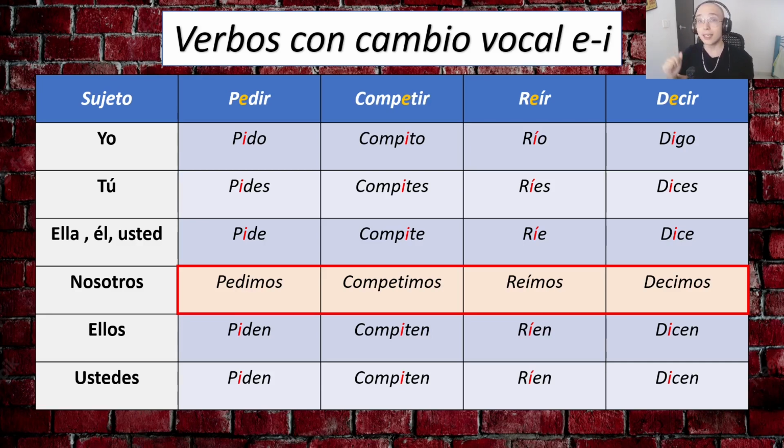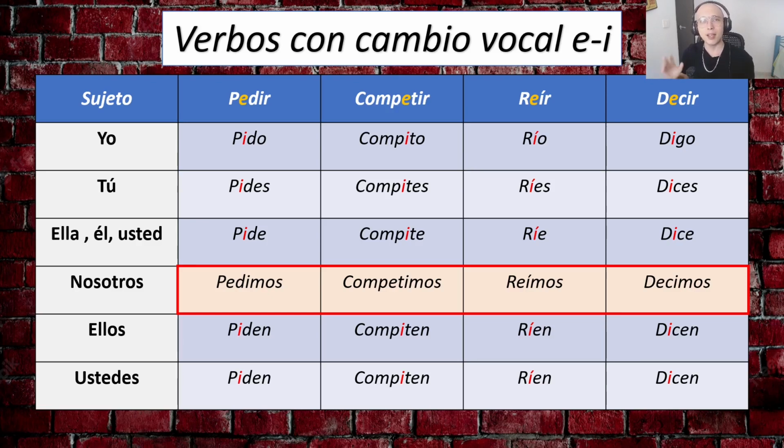Now, in this case, as we can see, we have four different verbs. Let's repeat them and learn their meaning. Pedir. Let's repeat that one again. Pedir. Pedir means to ask for something or to order, as when you're in a restaurant, like pedir la comida, to order the food, or pedir la cuenta, to order the bill, or pedir un favor, to ask for a favor.